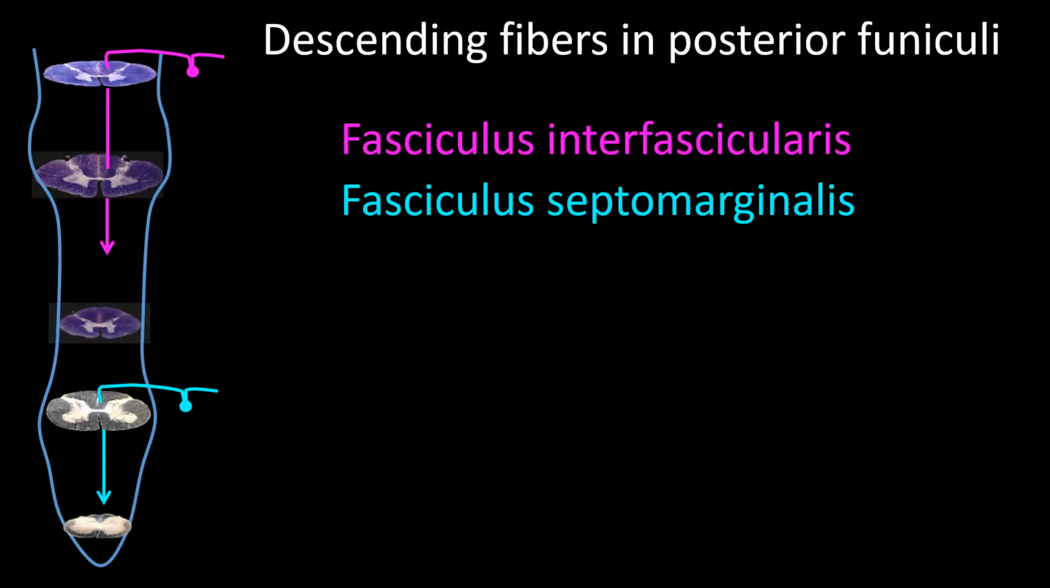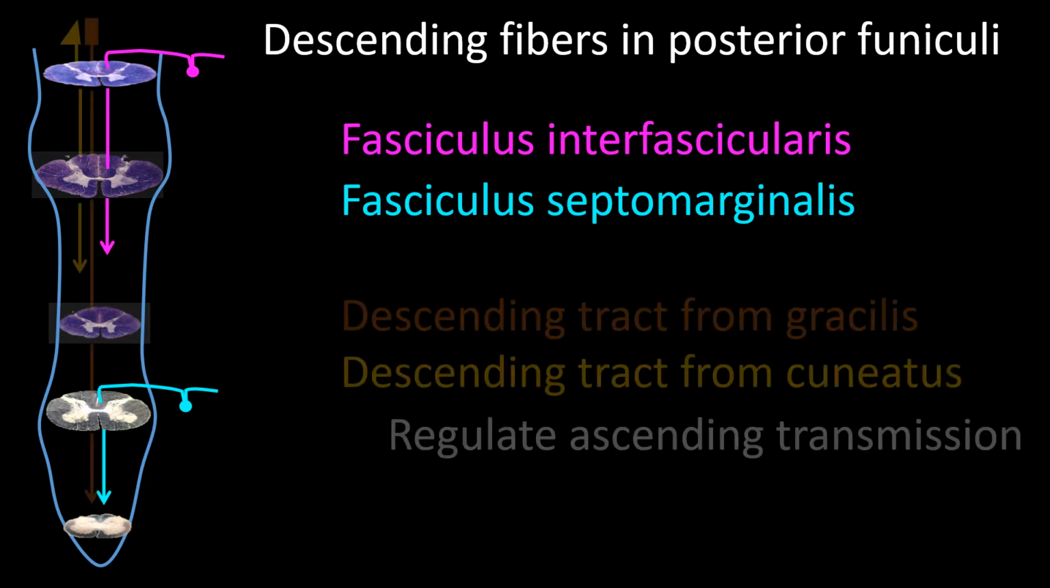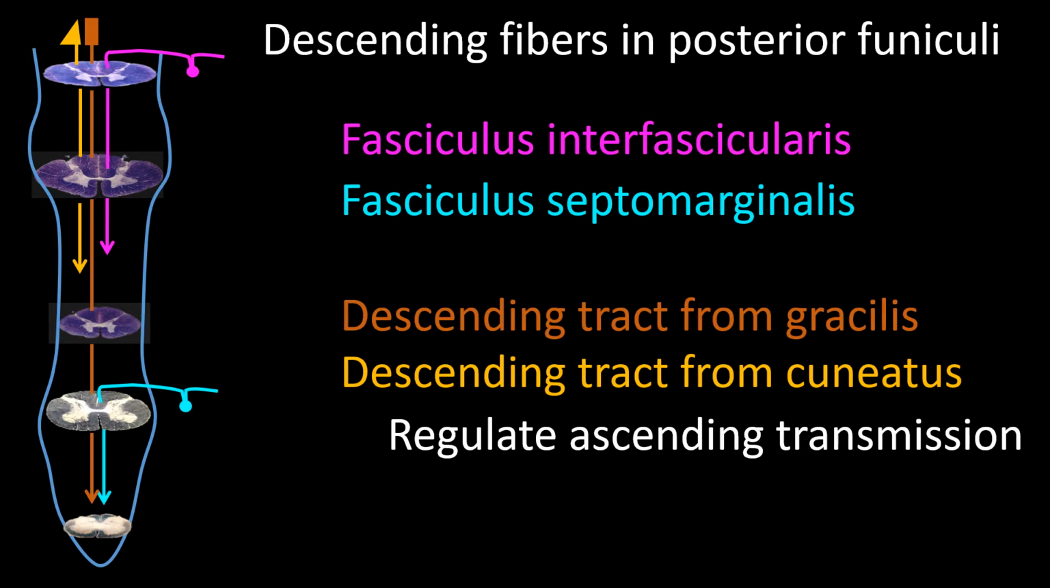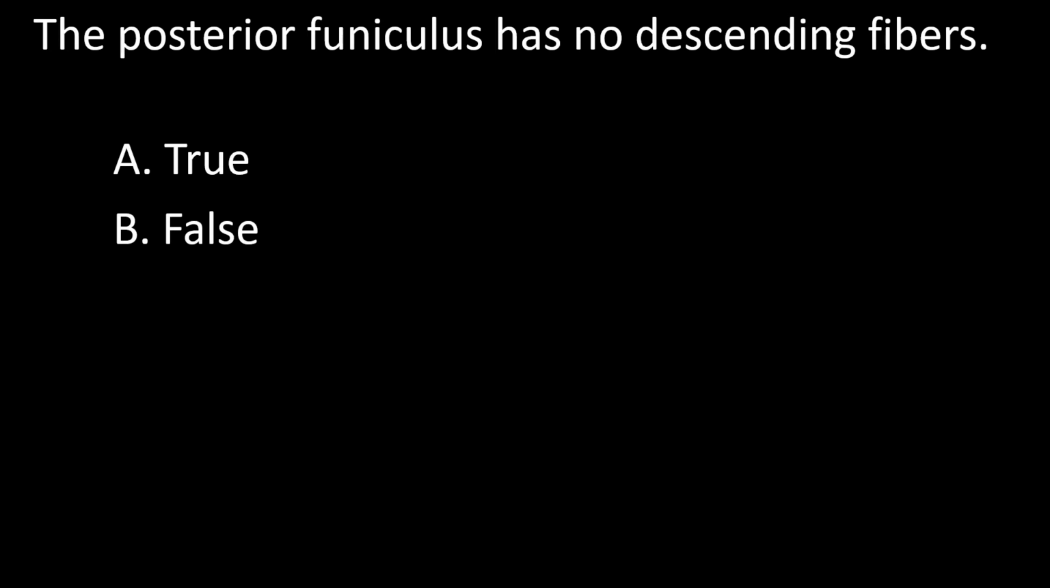Also in the dorsal funiculus we find descending fibers from the dorsal root ganglion forming the fasciculus interfascicularis in the upper spine and the septum marginal fasciculus in the lumbar region. The gracilis and the cuneatus nuclei also project ipsilaterally descending fibers that probably regulate ascending transmission. So the answer to this question is B.